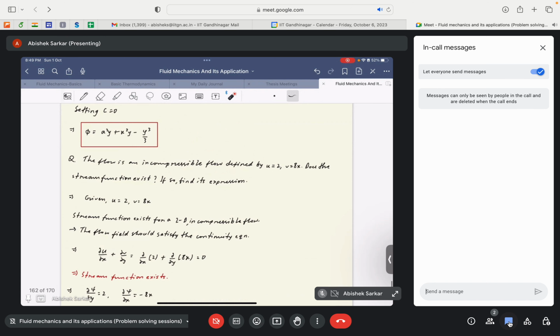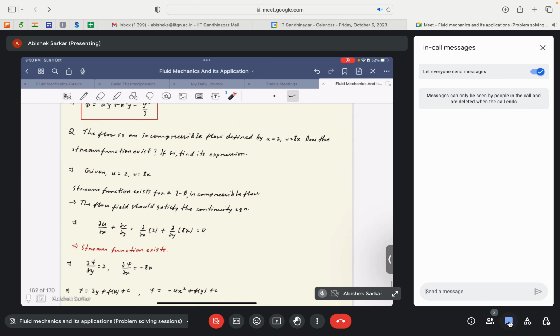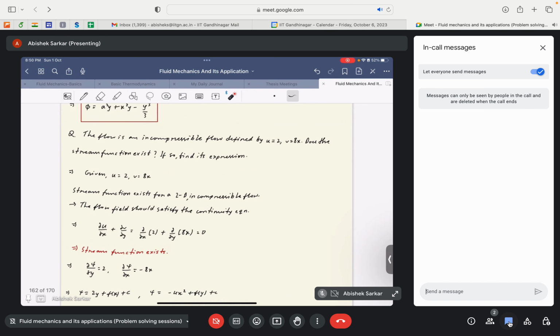Now again, the question is, for the flow is an incompressible flow defined by u equal to 2 and v equal to 8x. Does the stream function exist? And if so, find the expression. And again, to see if the stream function exists or not, first we will see whether the flow is 2D. Since the flow is 2D, the first condition is satisfied. Second condition is del dot v should be equal to 0. Okay, so we need to impose that.